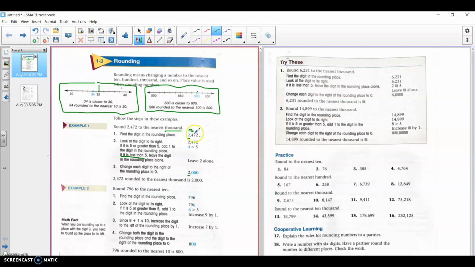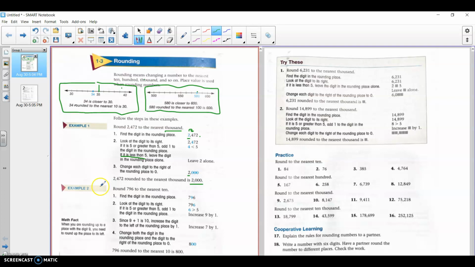In all cases, change each digit to the right of the rounding place to a 0. So that 4 becomes a 0, that 7 becomes a 0, and that 2 becomes a 0. Because on a number line, 2,472 is closer to 2,000 than it is to 3,000. So rounded to the nearest thousand, your answer would be 2,000.